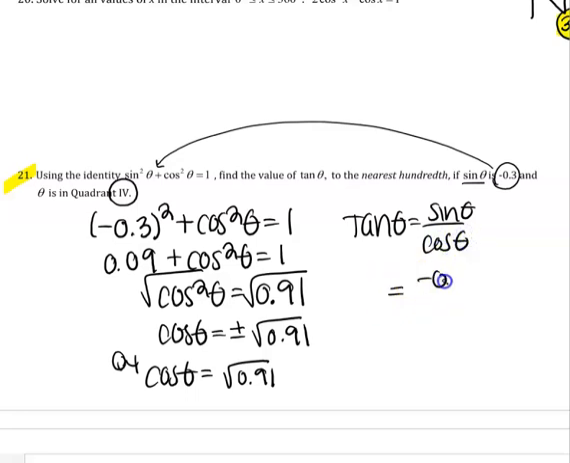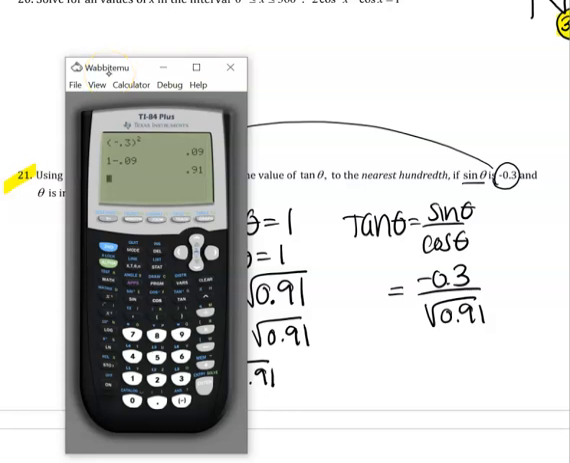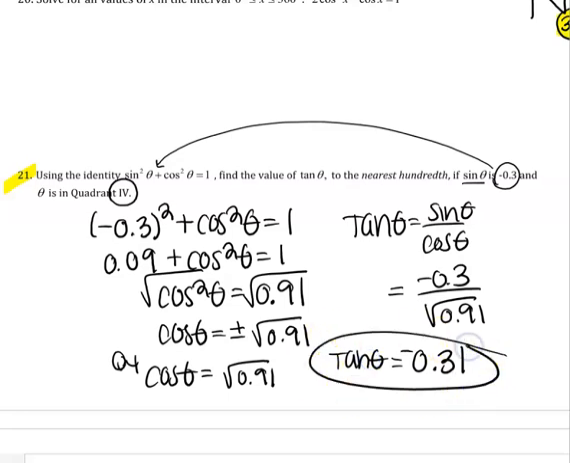I know sine is negative 0.3 because they told me that, and cosine is the square root of 0.91. Let's go to my calculator. Alpha y equals, you can get a nice little fraction bar here, negative 0.3, and then the bottom, we're going to do the square root of 0.91. So to the nearest hundredth, I'm getting negative 0.31. And that, my friends, is using the identities to solve for tangent of theta. All right, one final question.